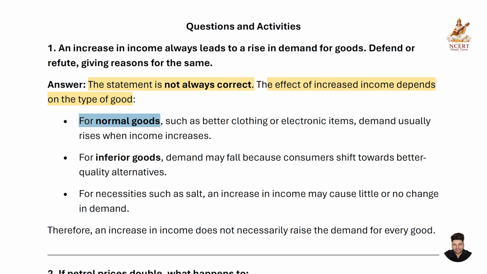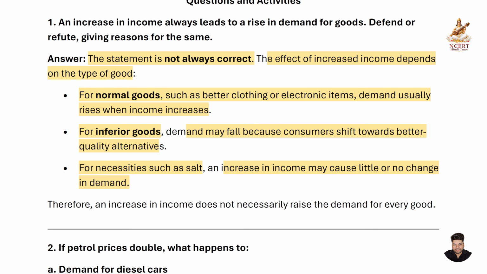For normal goods such as better clothing or electronic items, demand usually rises when income increases. For inferior goods, demand may fall because consumers shift towards better quality alternatives. For necessities such as salt, an increase in income may cause little or no change in demand. Therefore, an increase in income does not necessarily raise the demand for every good.